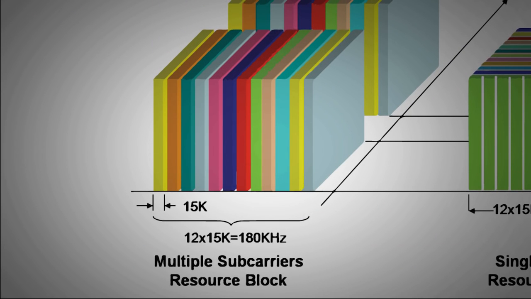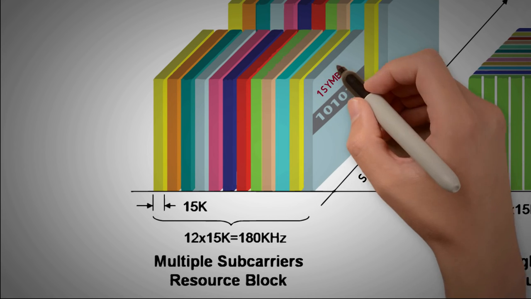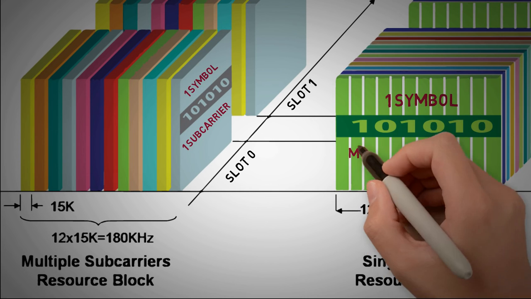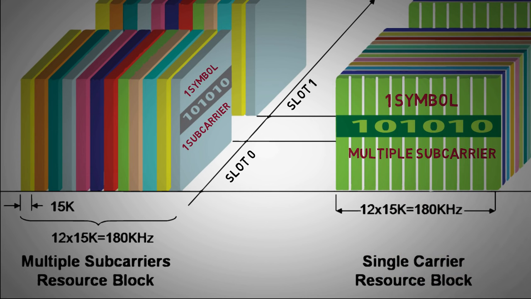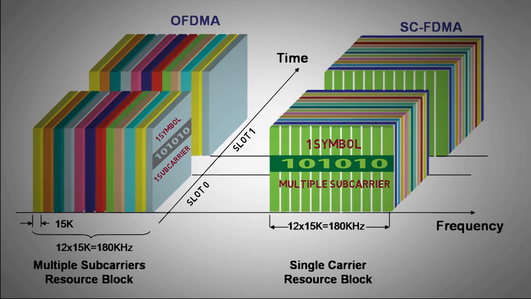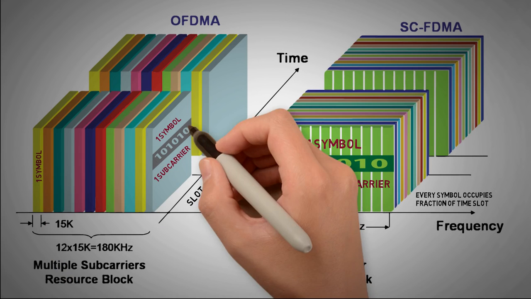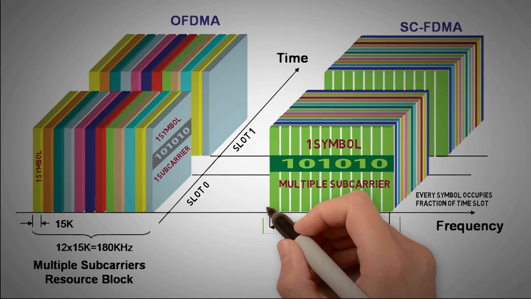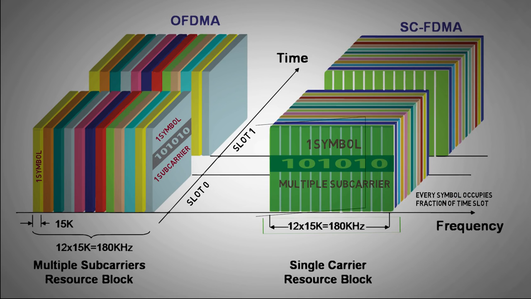In OFDMA, we have one-to-one mapping between symbol and subcarrier, but SC-FDMA allows a symbol to be transmitted in parts over multiple subcarriers. For example, in OFDMA, one symbol occupies one subcarrier of 15 kHz, but in SC-FDMA, the same symbol is distributed among multiple subcarriers of 15 kHz. In short, SC-FDMA behaves like a single carrier system with short symbol duration compared to OFDMA.